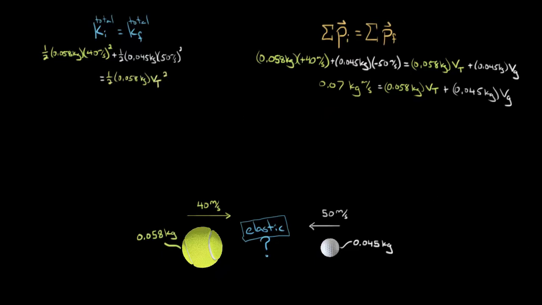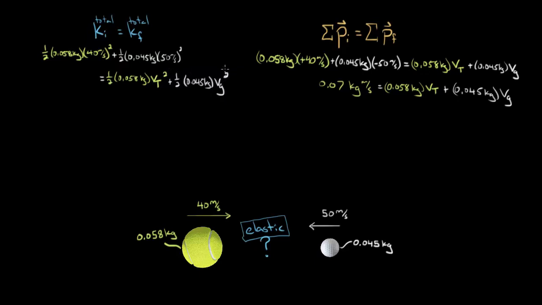And then I have to add to that the final kinetic energy of the golf ball, which is going to be 1/2 times the mass of the golf ball, 0.045 kilograms, times the final velocity of the golf ball squared. And you might be like, how does this help us? Look at how horrible this looks. These are squared. How's this going to help me now?